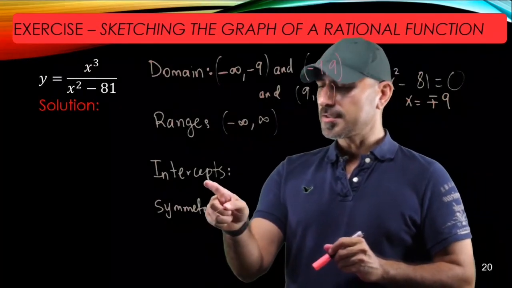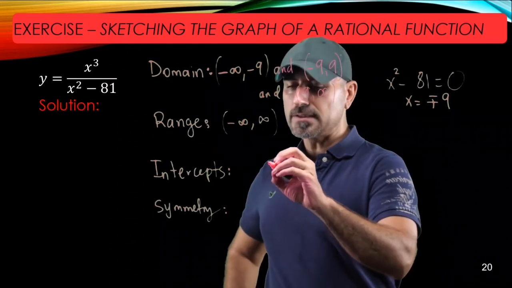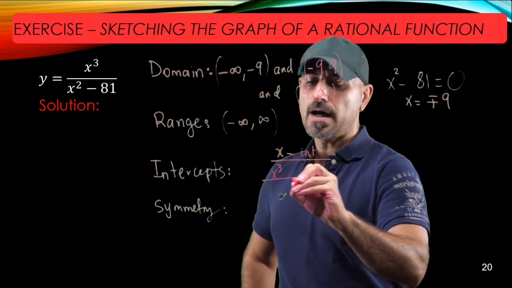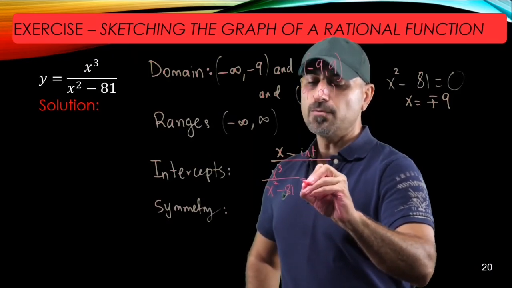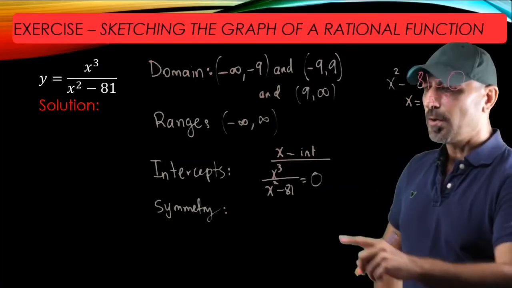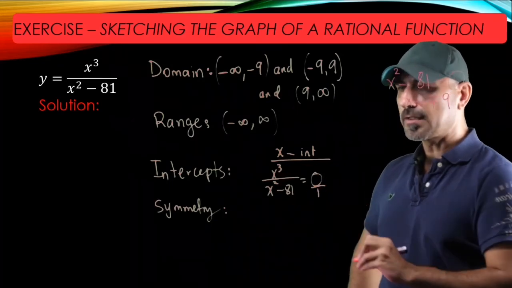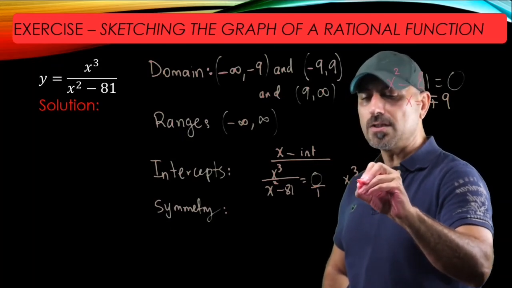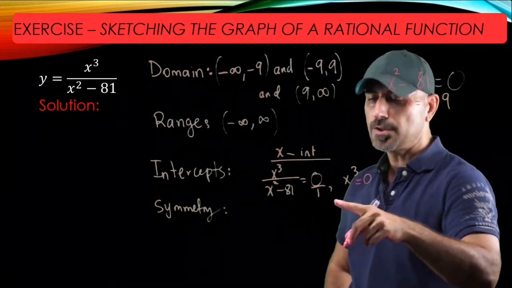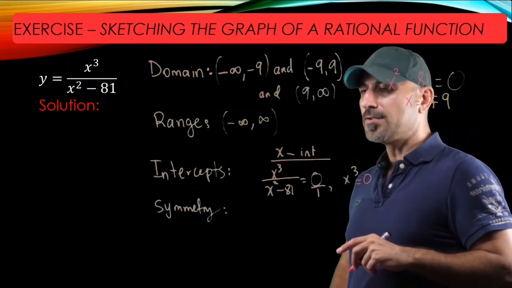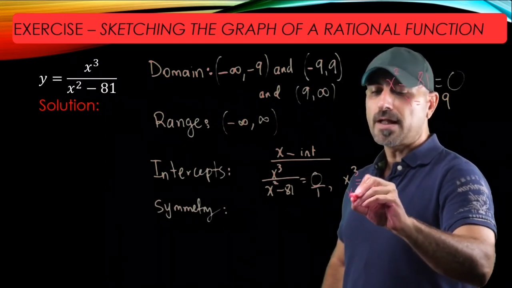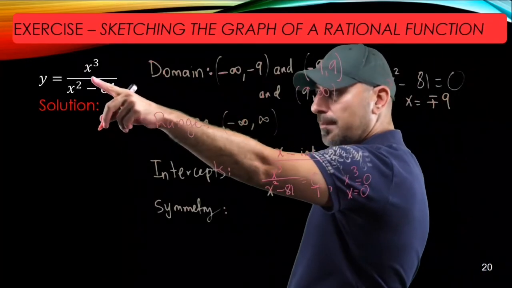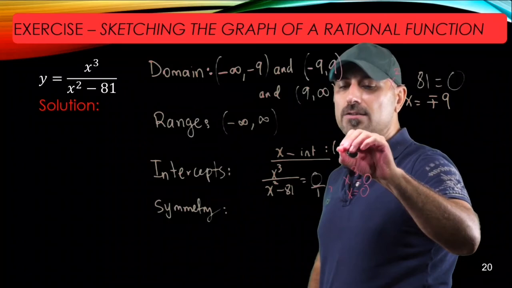Third item in the checklist is the intercepts. So let's start with the x-intercept. I'm going to solve x cubed divided by x squared minus 81 equals 0. Well, it's a rational expression, and I can make this look like a rational expression by dividing by 1. And do the cross product, you get x cubed equals 0. Right? X cubed equals 0 by using the cross products. So that implies x equals 0. And if x equals 0, go back and plug that back in here. So the x-intercept is in fact the origin.